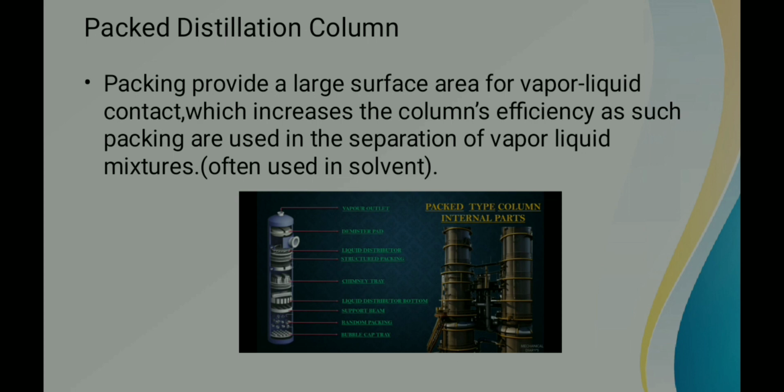So let us look at the parts of a packed column. We have a vapor outlet at the top, a demister pad, and a liquid distributor at the top, and below that we have a structured packing. We have a chimney tray, a bottom liquid distributor, a steam inlet, a random packing, and a bubble cap tray at the bottom. Next, let us look at the types of packed distillation column.